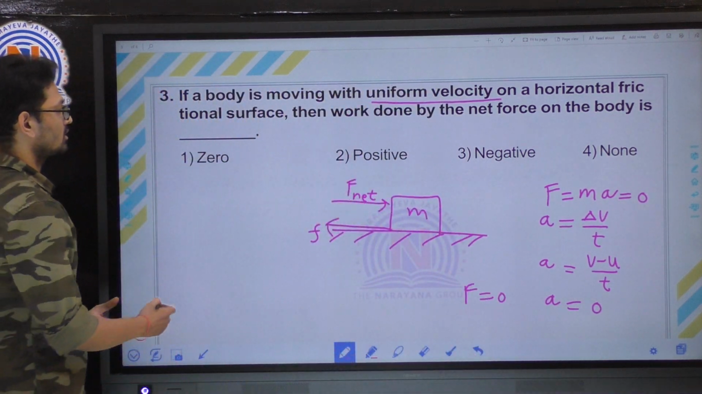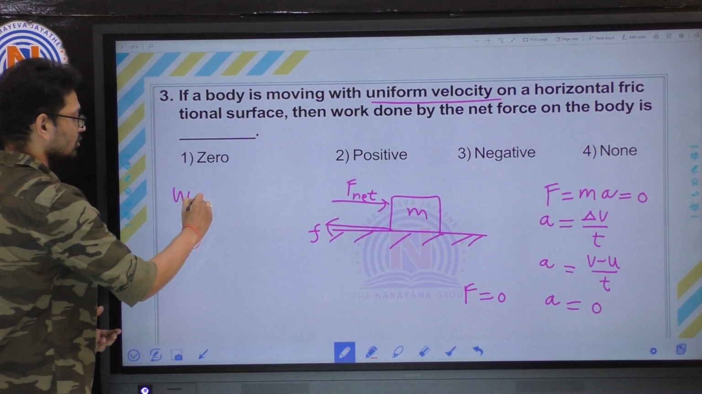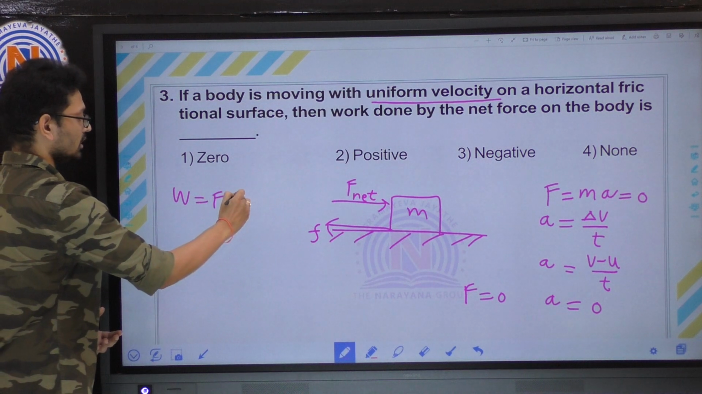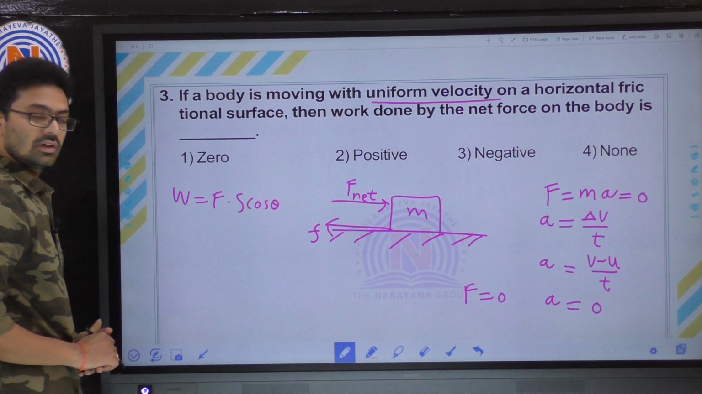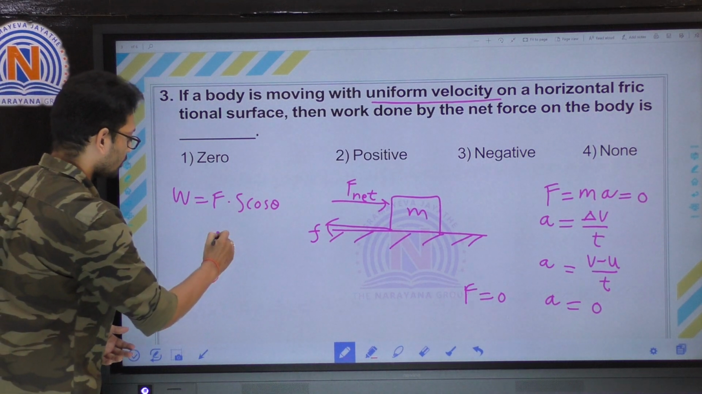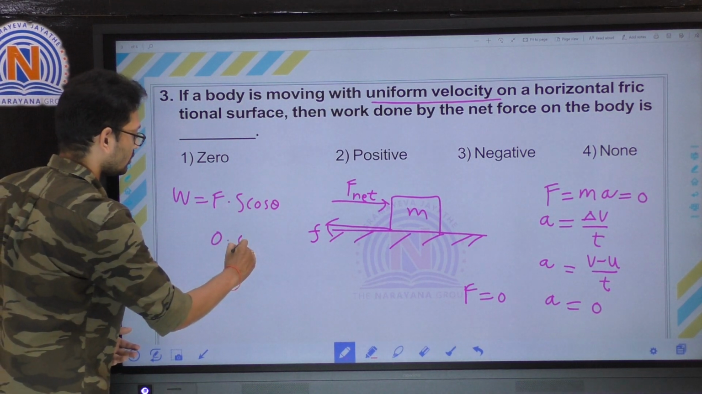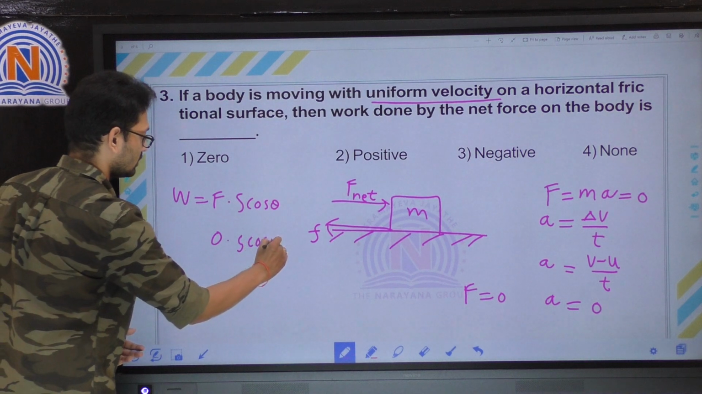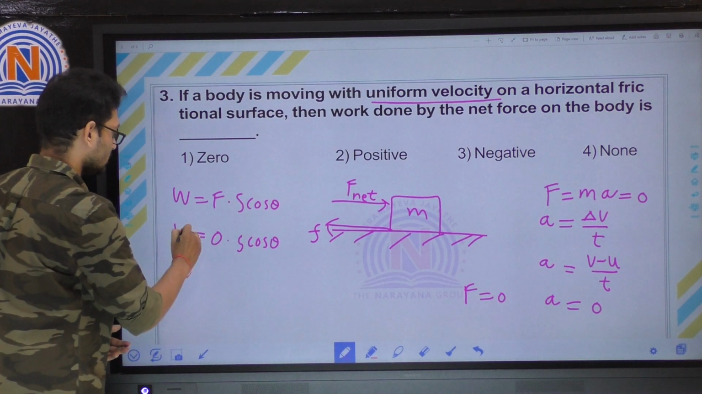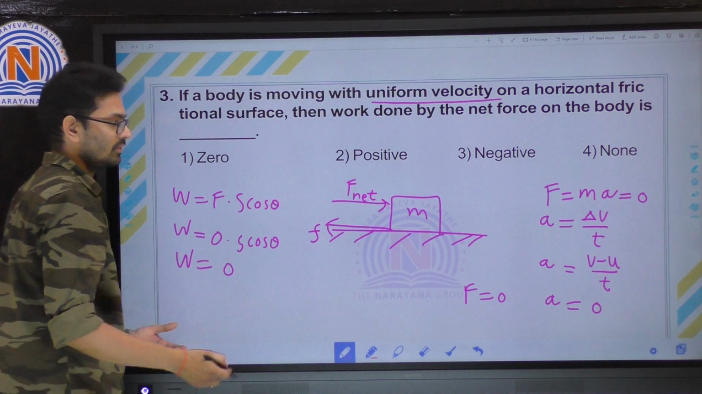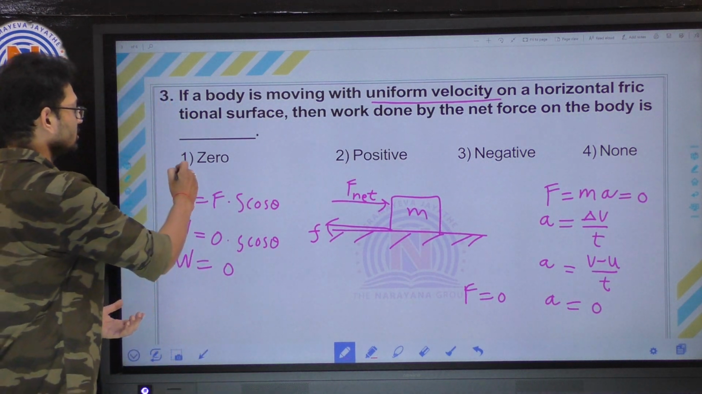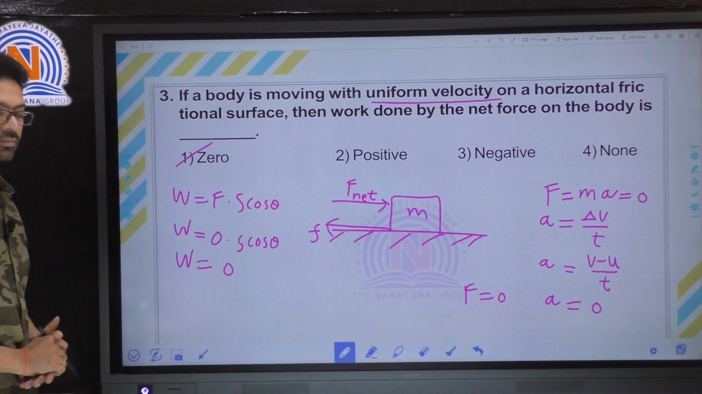Now from this, the work done formula is going to be force into displacement cos theta. Now force is 0. If you multiply 0 with the displacement and cos theta, what are you going to get? 0 into anything is 0. So the work done is going to be 0. So your option is 1, 0.